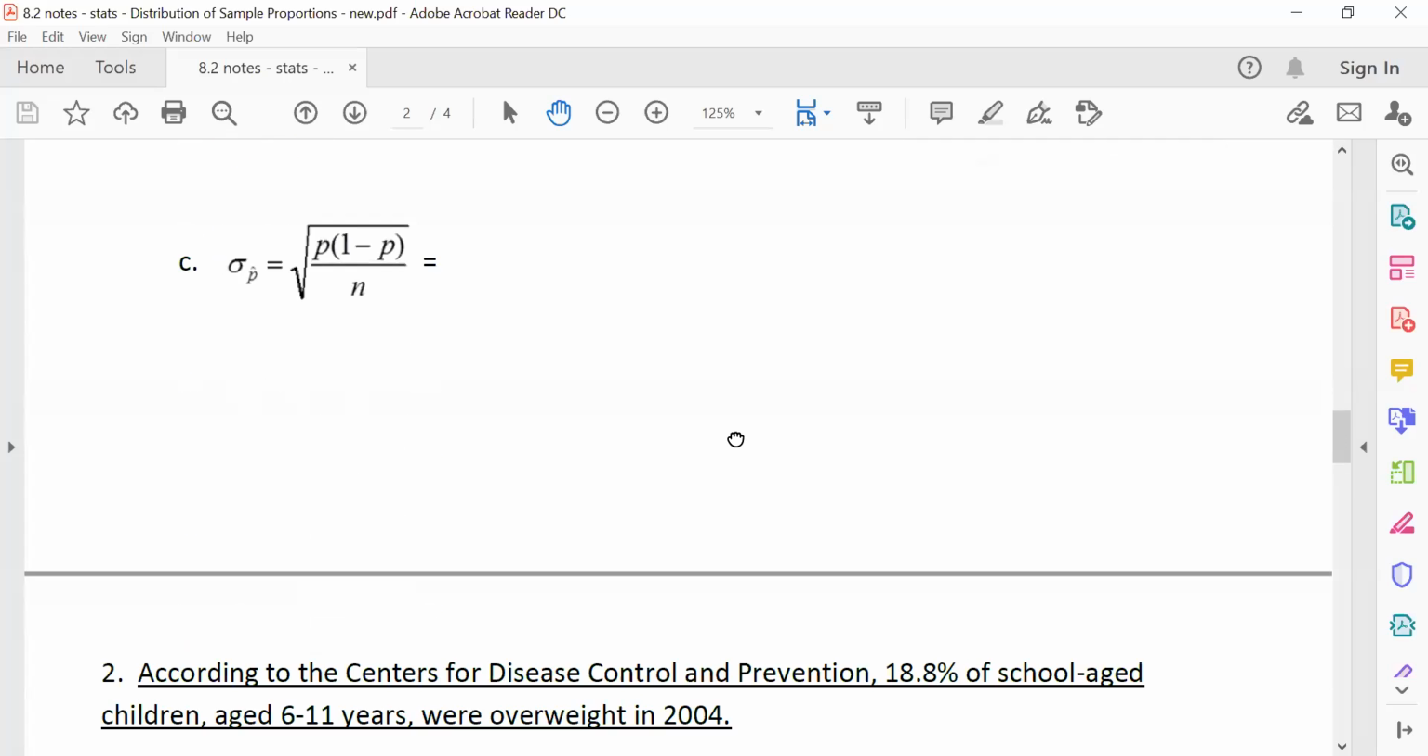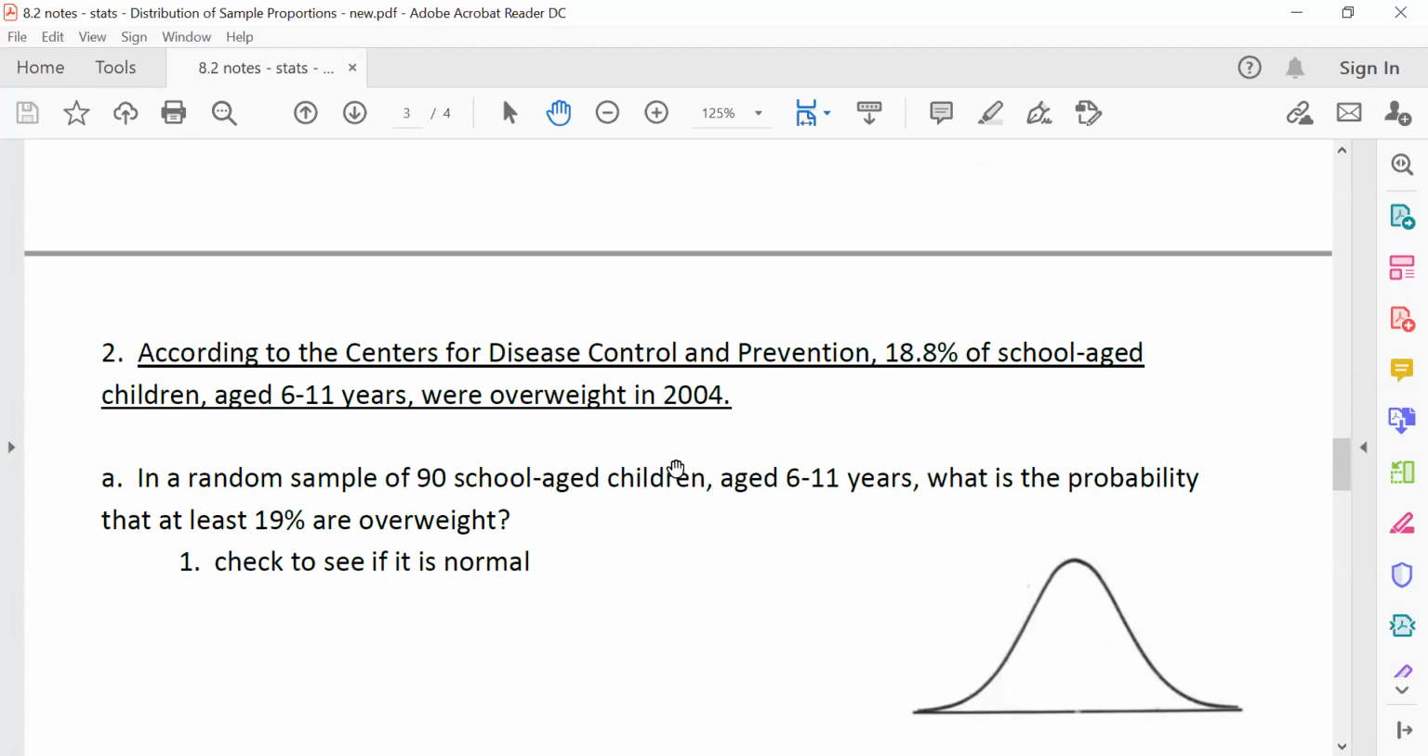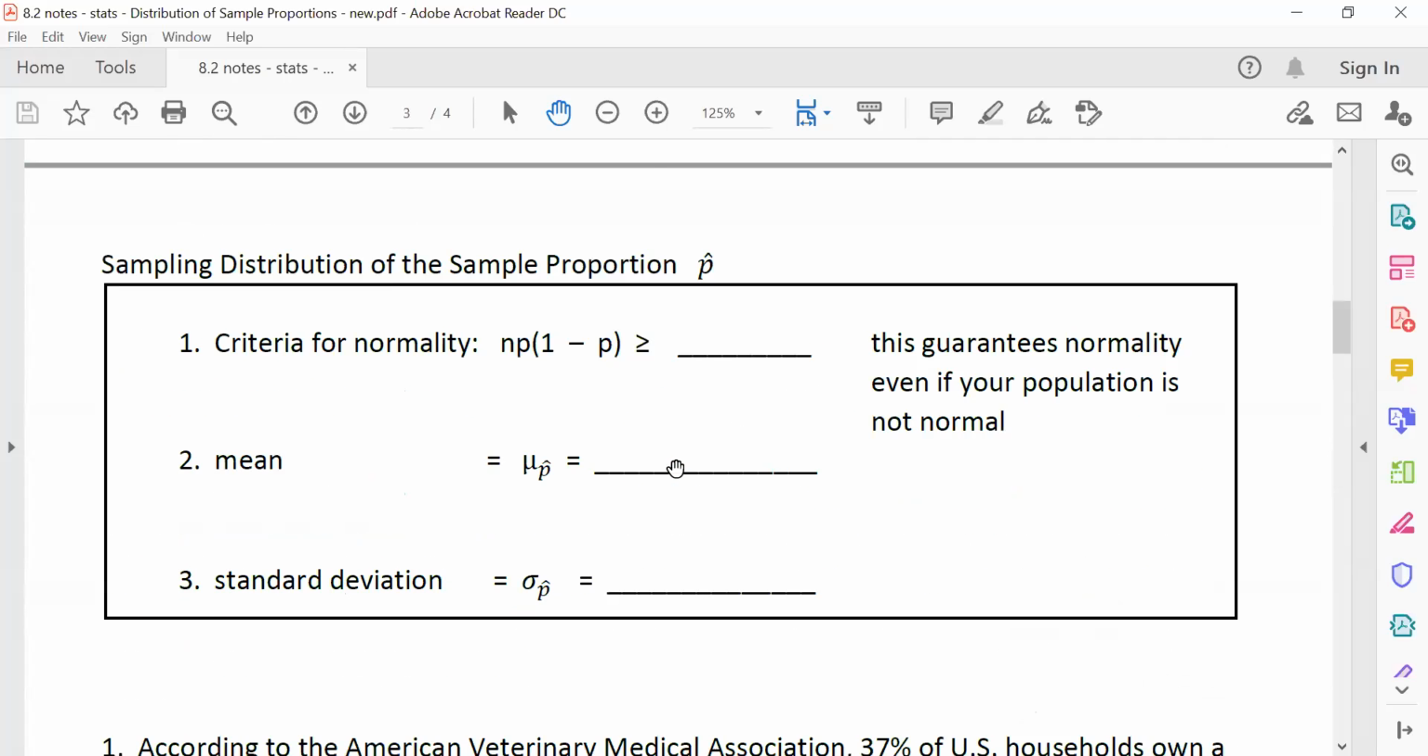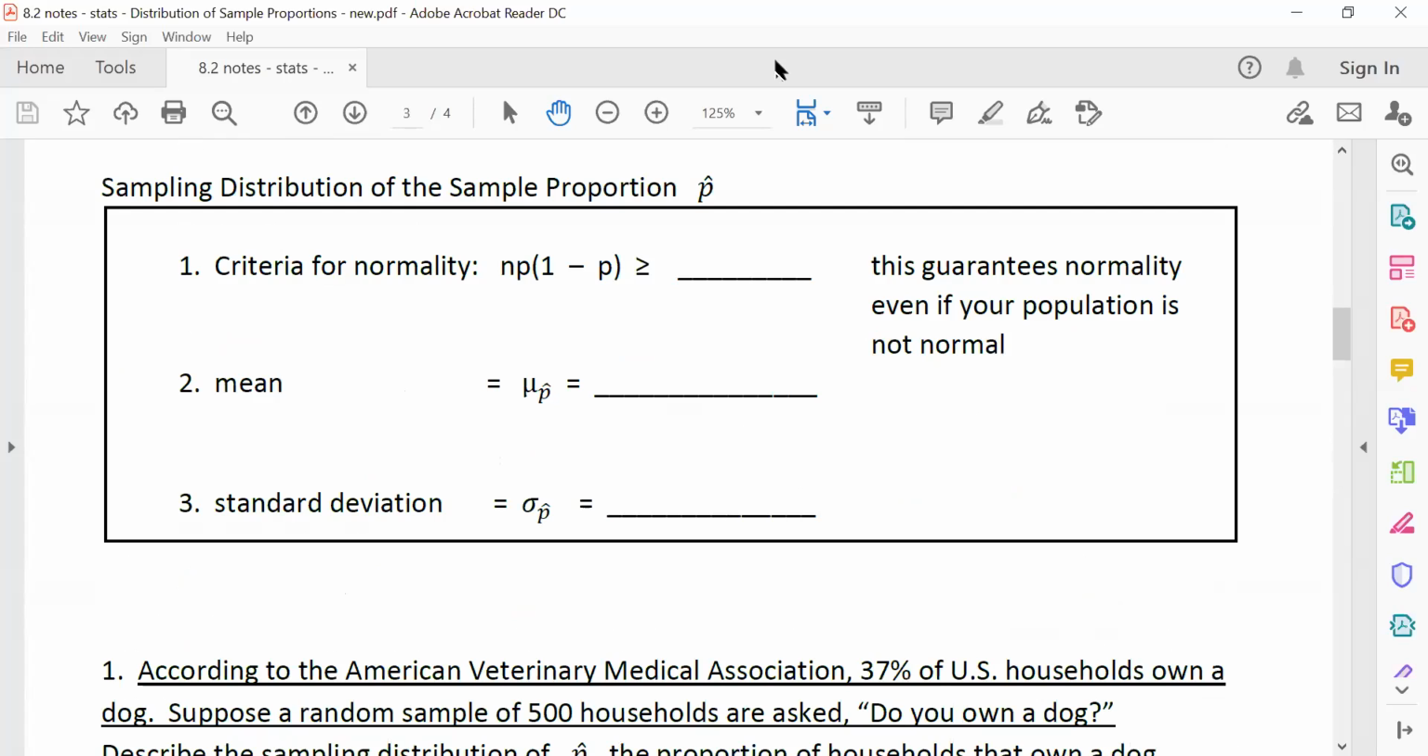You may recall how the sample proportion was distributed. We first have to check for normality. We have to check that n times p times 1 minus p is greater than or equal to 10. The mean of it is just going to be the population proportion. The standard deviation is going to be kind of this weird computation.